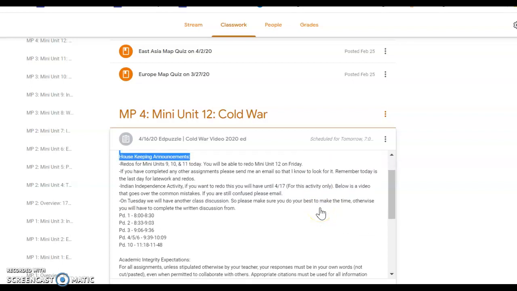You'll be able to redo mini units 9, 10, and 11 today from 8 to 12, and you'll be able to redo mini unit 12 on Friday. All right, so again, 9, 10, 11 today, mini unit 12 tomorrow. If you've completed any of the assignments, be sure to email us. Remember, today is the last day for late work and redos.